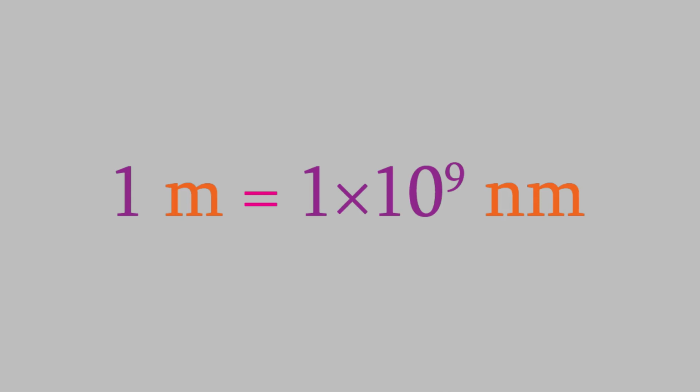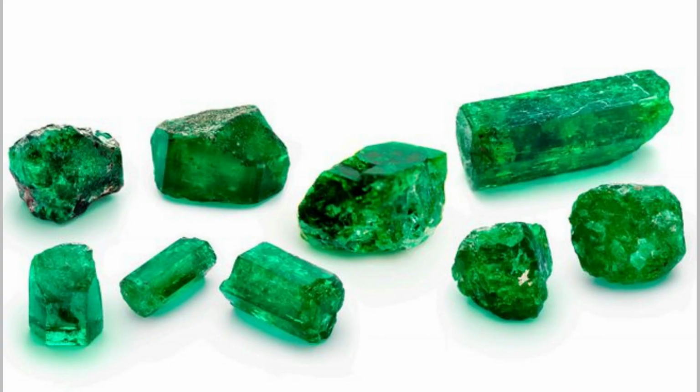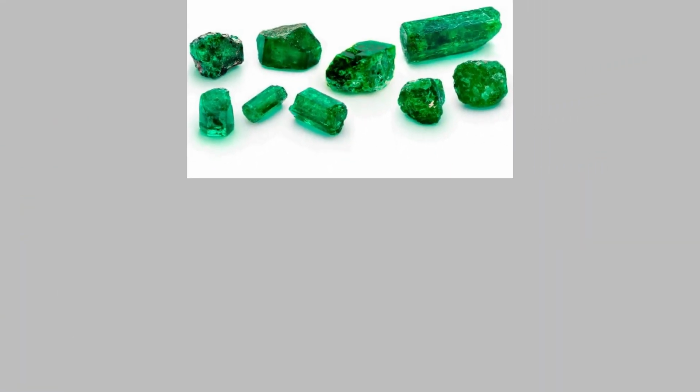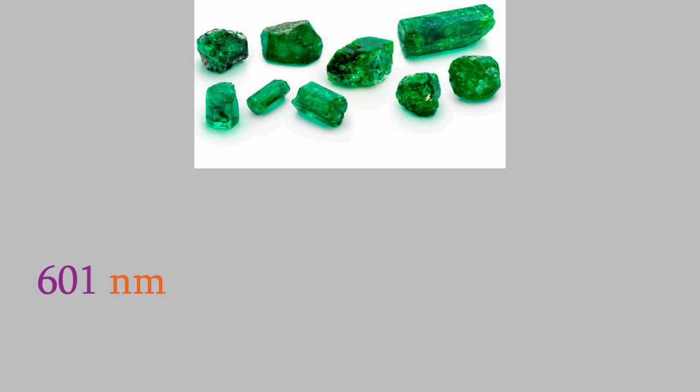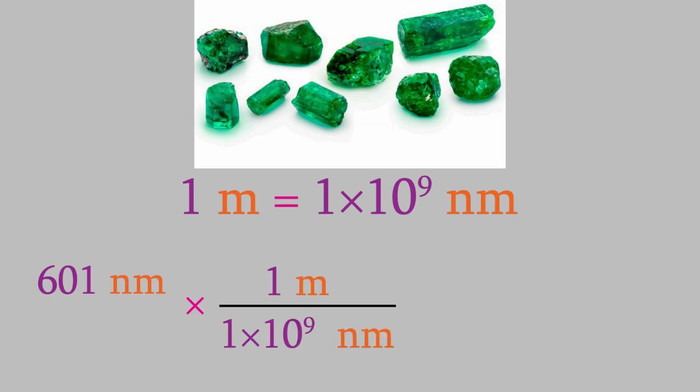Let's stop for a minute and practice converting those. For example, emeralds have a beautiful green color corresponding to 601 nanometers. We can use our conversion factor to change this to meters. We want the nanometers to cancel out, so it goes in the denominator and the 1 meter goes on top. That gives us a result of 6.01 times 10 to the minus 7 meters.